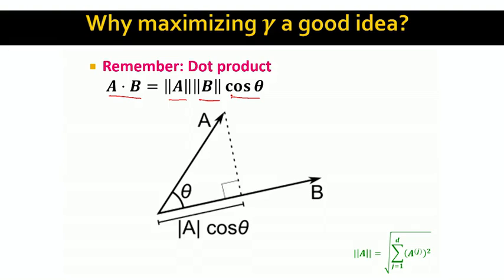Here is a simple picture illustrating this. I have a vector B, I have a vector A, and the way I can think of the dot product is that I take A and project it down to B. The length of this projection is simply the length of A times the cosine of the angle between the two vectors, and now I multiply this by the length of B. So we can think of the dot product, or the inner product, between two vectors as the length of the projection of vector A down to vector B, measured in units of the length of vector B.